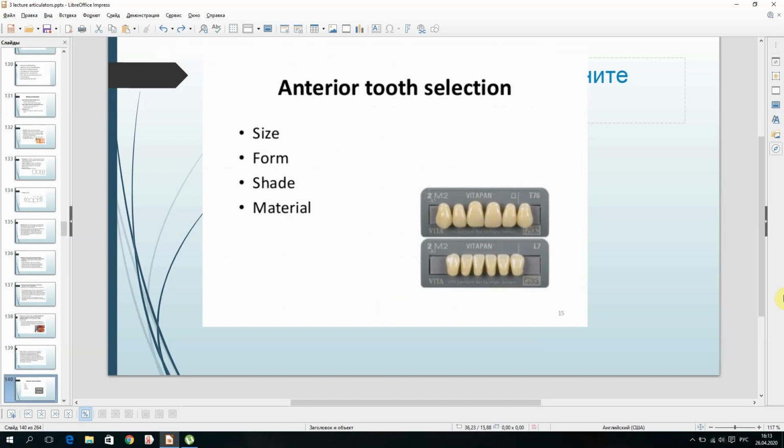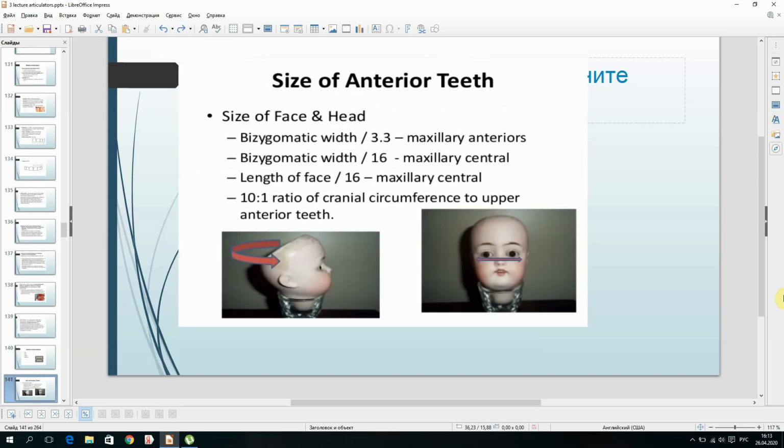Anterior tooth selection: 1, size; 2, form; 3, shade; and 4, material. Size of anterior teeth: size of face and head. Bizygomatic width and maxillary anteriors, bizygomatic width and maxillary central. Length of face and maxillary central. 10:1 ratio of cranial circumference to upper anterior teeth.